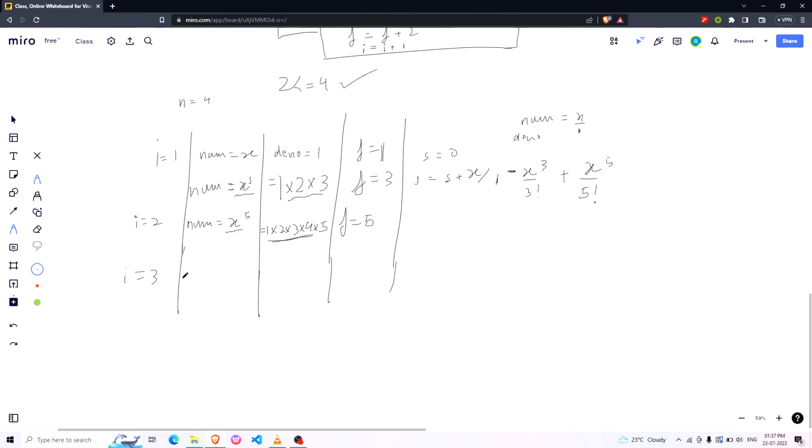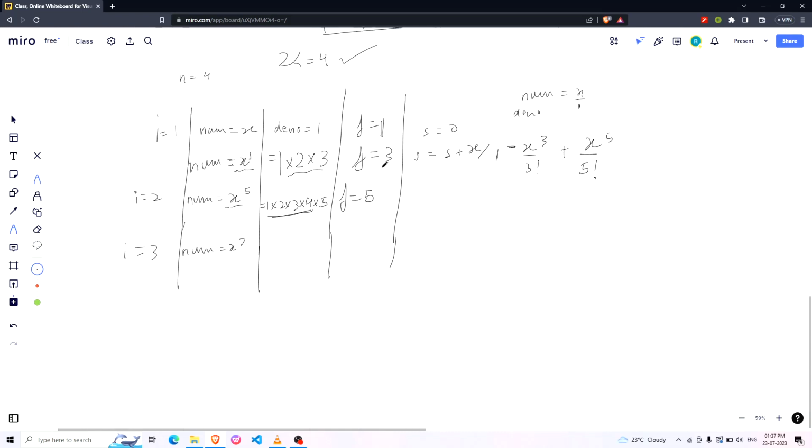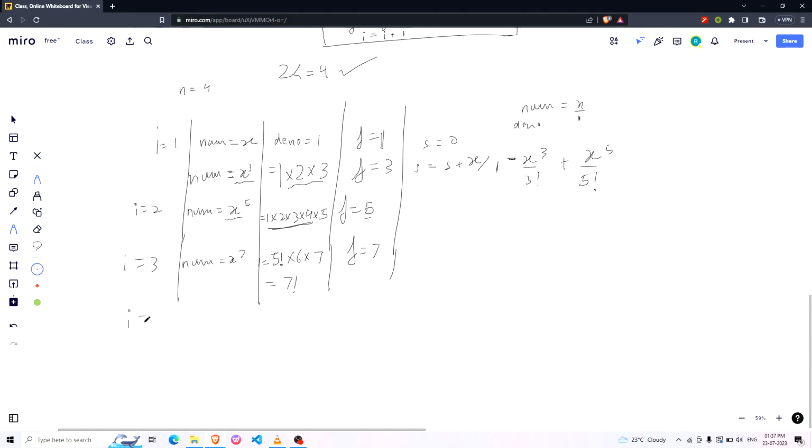We'll multiply numerator with x into x. So numerator will become x to the power 7 this time, and after that we'll multiply denominator with f plus 1 and f plus 2. F is 5, so denominator will become, previously it was 5 factorial, and we'll multiply it with f plus 1, which is 6, and f plus 2, which is 7. So this will become 7 factorial, right? And f will become 7 now. After this, I will become 4.